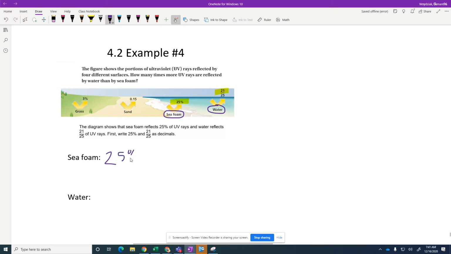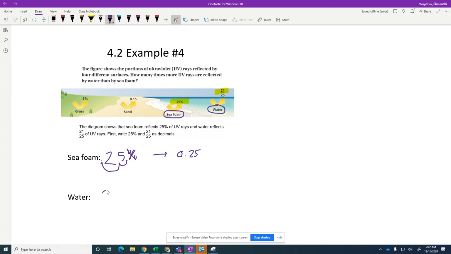25%, and we are going to write it as a decimal. So to write 25% as a decimal, remember we place a decimal after the ones. We move it 2 times to the left because we're dividing by 100. We place it there and take away the percentage symbol. So that ends up being 0.25, which is 25 hundredths.